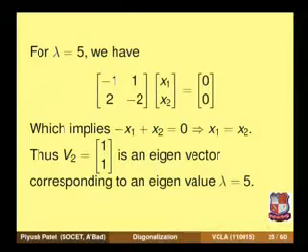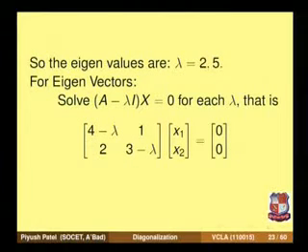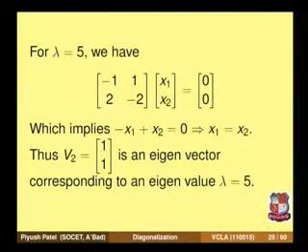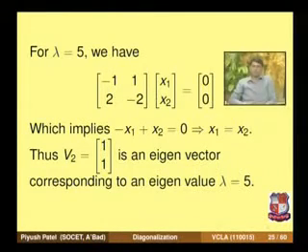By substituting lambda equal to 5 in this system, we have the following system: [minus 1, 1; 2, minus 2] (x1, x2) = (0, 0). Again you can see that both the equations, minus x1 plus x2 is equal to 0 and 2x1 minus 2x2 is equal to 0, are identical equations. Therefore we have minus x1 plus x2 is equal to 0, which gives x1 equal to x2. So again we have infinitely many solutions.